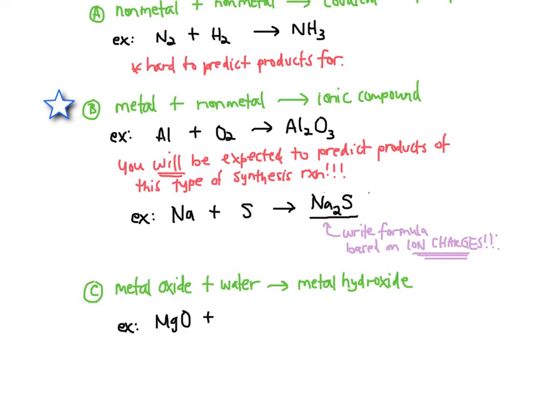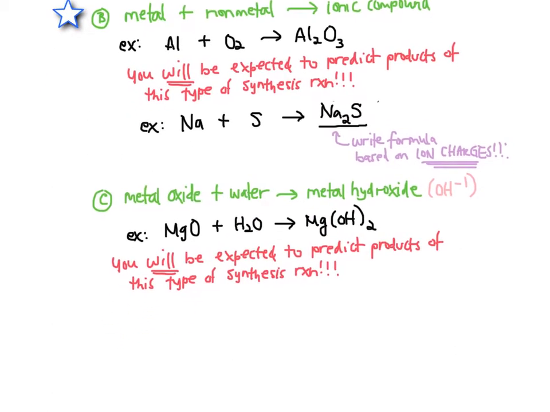And of course we all know what water is, H2O. And that's always going to produce a metal hydroxide. So the metal is going to be the same metal that you started with. And then hydroxide is a polyatomic ion that is OH with a -1 charge. And so in this case, we're going to end up with 2 hydroxides bonded to our magnesium because of ion charges. So metal oxide plus water will produce metal hydroxide.